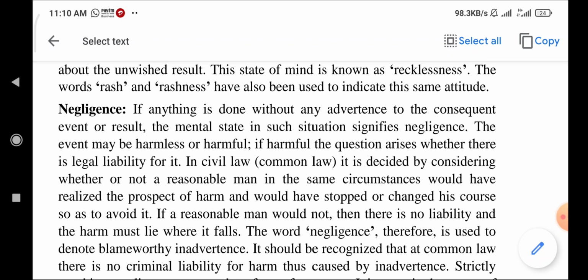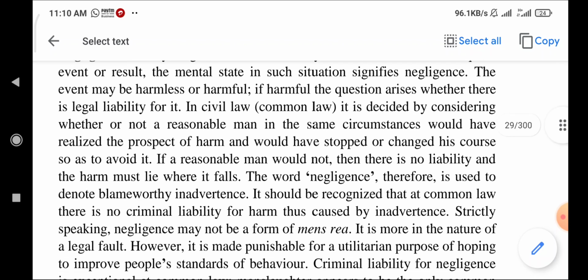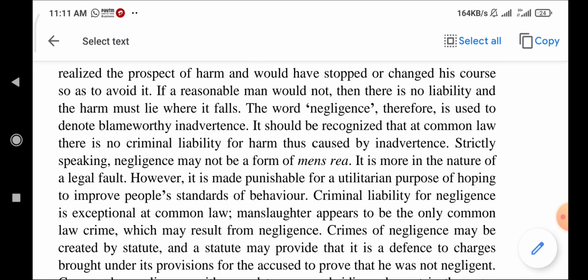The word negligence, therefore, is used to denote blameworthy inadvertence. It should be recognized that at common law there is no criminal liability for harm thus caused by inadvertence. Strictly speaking, negligence may not be a form of mens rea. It is more in the nature of a legal fault. However, it is made punishable for the utilitarian purpose of hoping to improve people's standard of behavior. Criminal liability for negligence is exceptional at common law.